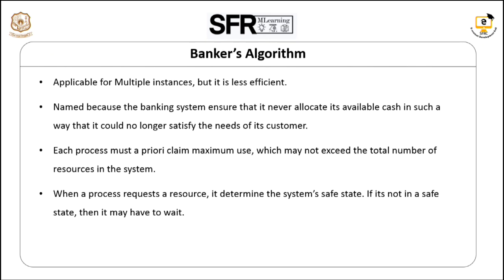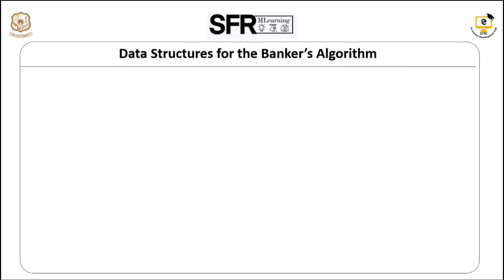Banker's algorithm. It is a deadlock avoidance algorithm. The name was chosen because the bank never allocates more than the available cash. Each process must claim its maximum usage. When a process requests a resource, it might have to wait. When the process gets all its resources, it must return them in a finite amount of time.